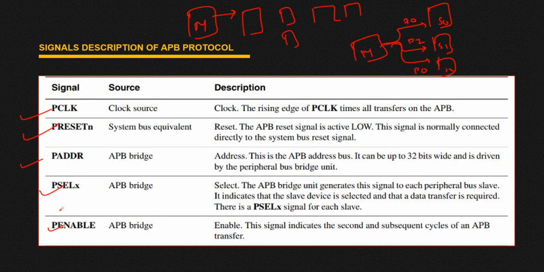Now see, in the PSEL signal you are loading all the control and data information from your master. Now on the next clock edge you are asserting this PENABLE signal. When you are asserting your PENABLE signal, you are moving from the setup phase to the access phase.